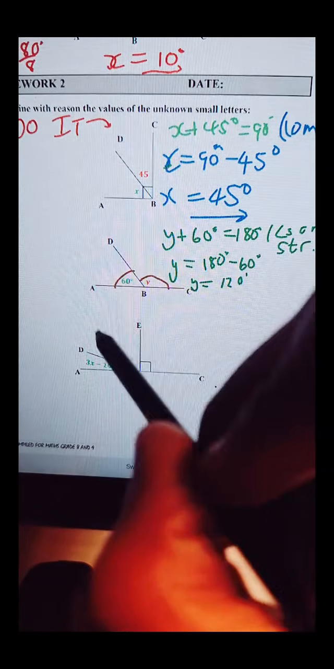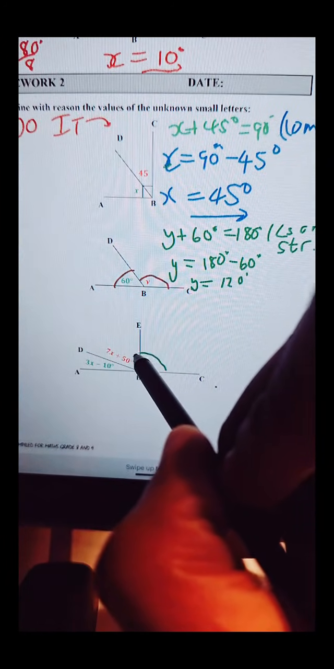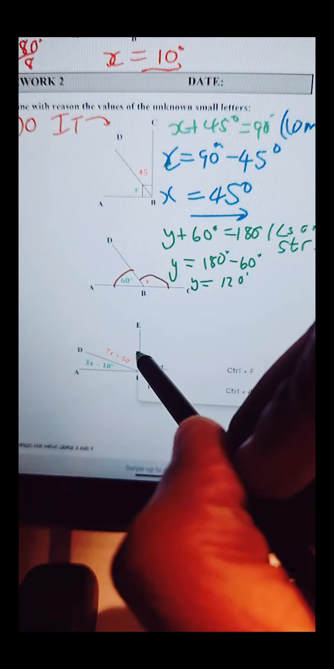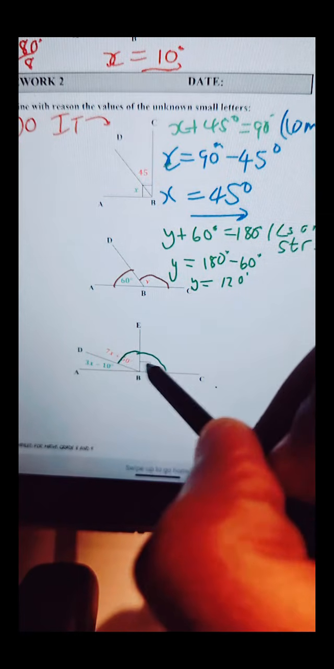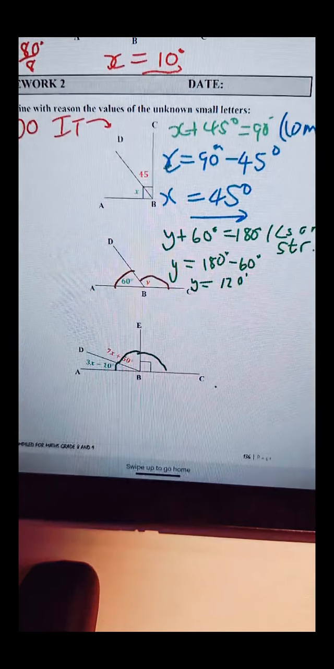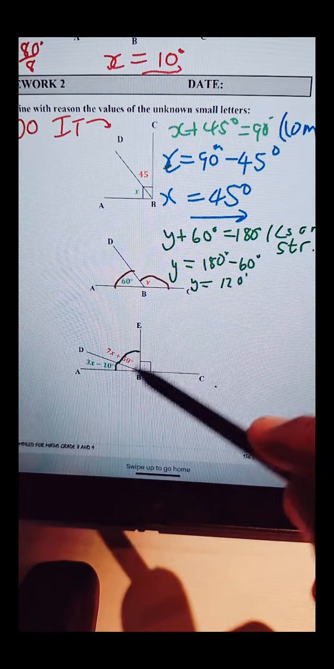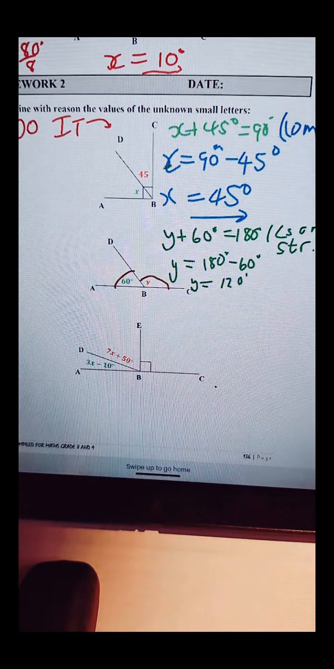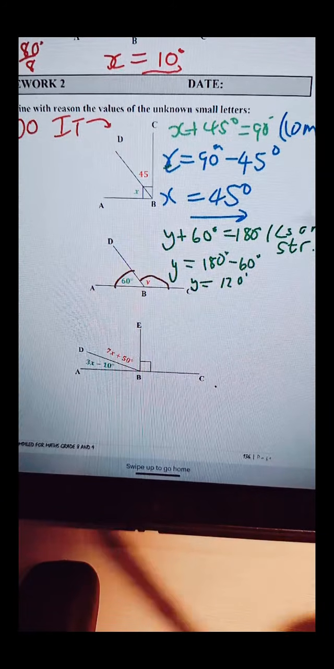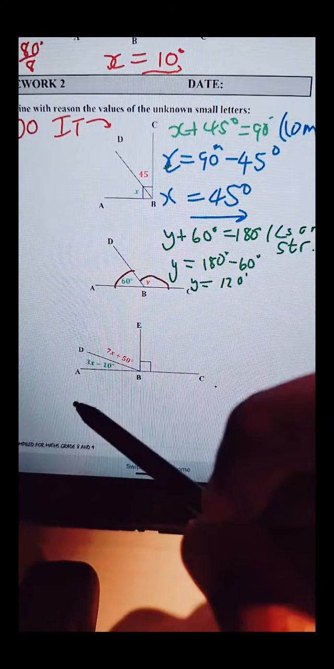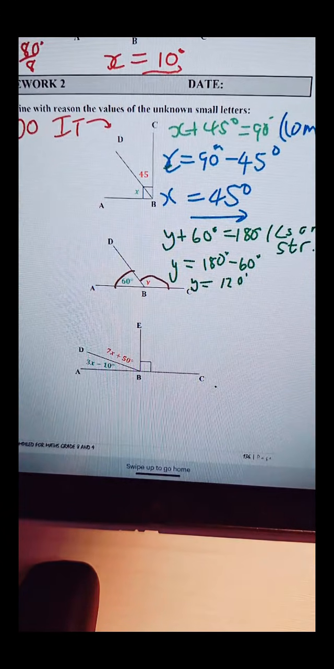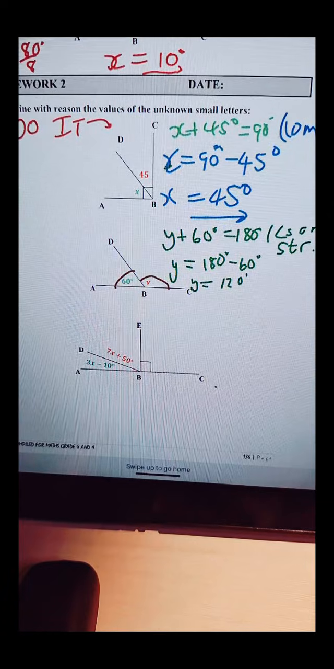So what's the relationship between the box, 7x plus 50, and the 3x minus 10 degrees? Added together, what does that give us? What is the combo that we get there? Okay, what does the box mean? The 7x plus 50, the 3x minus 10. What is all that actually when you look at it together?